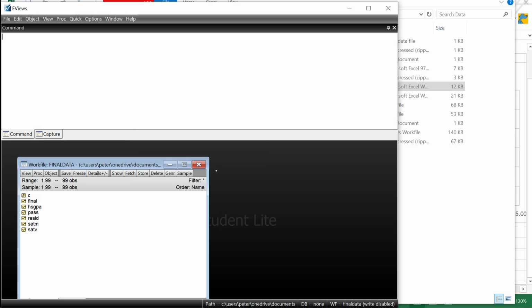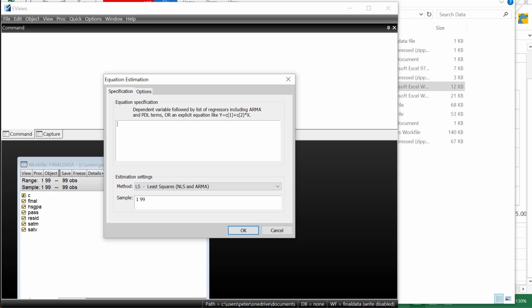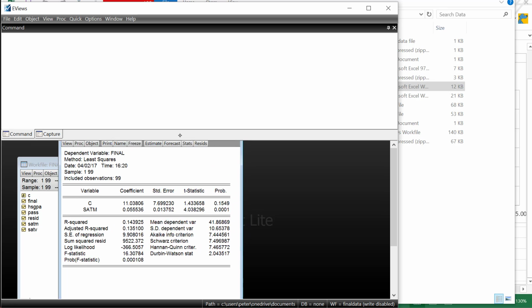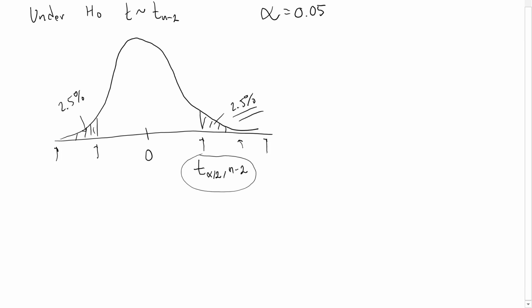In Excel, you do the same: quick, estimate equation. You do final, C, SATM. OK, gives you this. And now you have the t-statistic right there and the p-value right there.